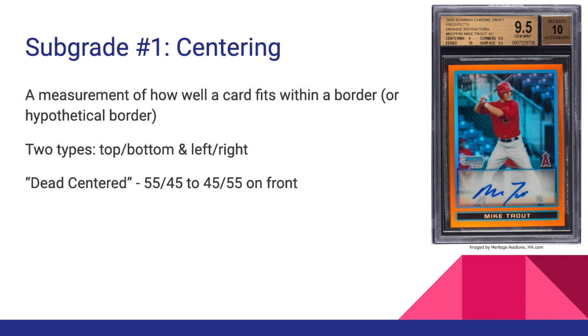Me personally, I'm a big centering guy, so this is definitely the subgrade that I'm going to look at most closely on the secondary market if I'm going to be buying a card that is graded, or even a raw card that I would just like for my collection, even if I have no intention of grading it. But dead centered would be a 50-50 split. If you have a little bit off one way or another, then generally you're going to gem for you on that specific subgrade, or I guess be pristine, depending on which term you would like to use.